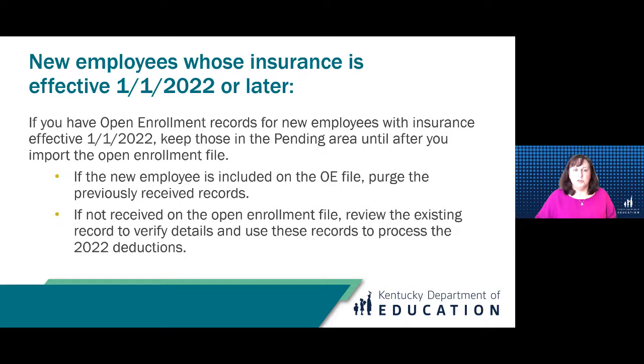Now, my understanding is I don't believe CRIS has been sending any new hire records that take effect January 1st or later. So you may not have any records sitting in pending, but should you have a new employee that has a record sitting in the pending area, I would suggest hanging on to that and not purging it. Wait to see if that new employee is included on the open enrollment file. If the employee is included on the open enrollment file, go ahead and purge that previously received record, because you'll have the most up-to-date on the open enrollment file. Of course, if the employee was not received, which I've never heard of that happening, but for some reason, if the employee was not on the open enrollment file, you then have that existing record that can be used.